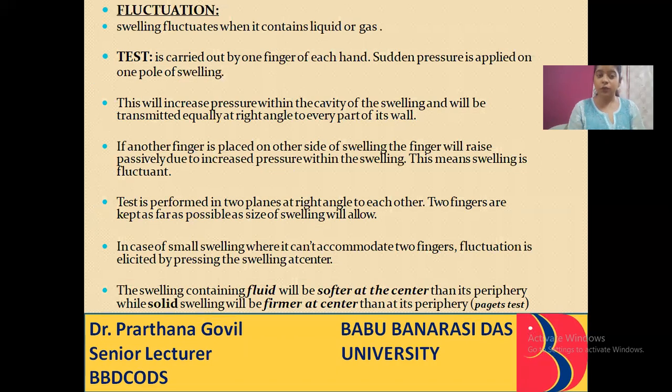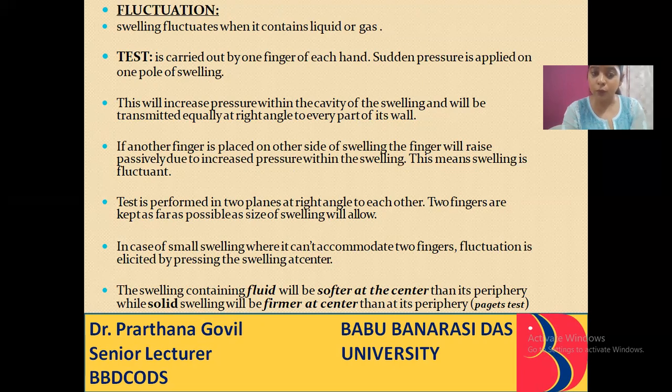Check about the fluctuation. Swelling fluctuates when it contains liquid or gas. How do you test fluctuation? It is carried out with one finger of each hand. Sudden pressure is applied on one pole of the swelling. This will increase pressure within the cavity of the swelling and will be transmitted equally at right angles to every part of the wall. Another finger is placed on the other side of the swelling, and the finger will rise passively due to increased pressure within the swelling.